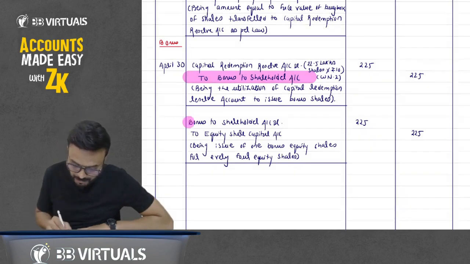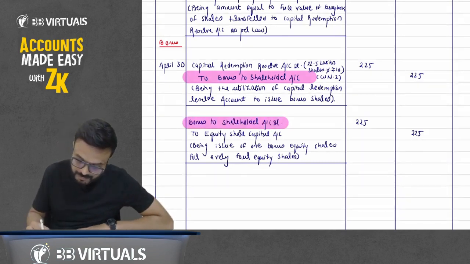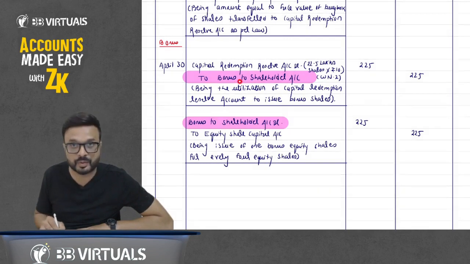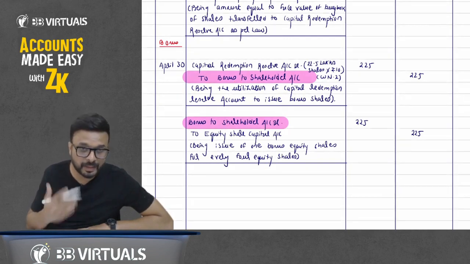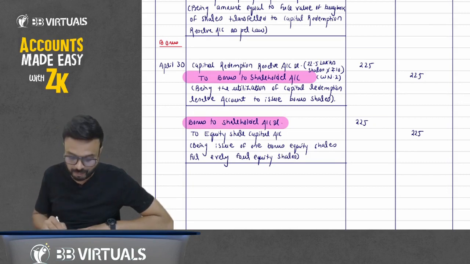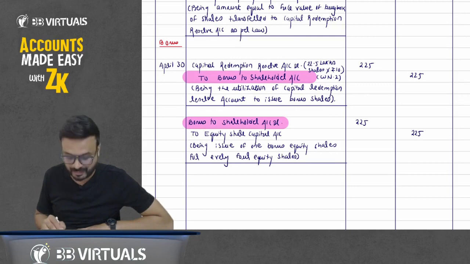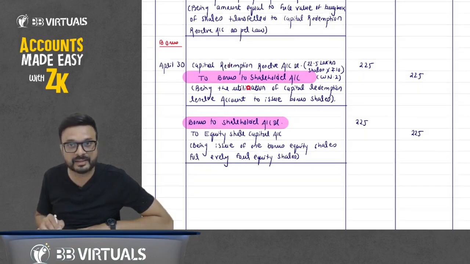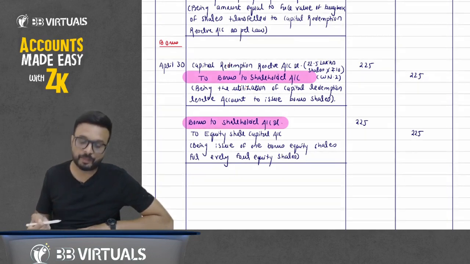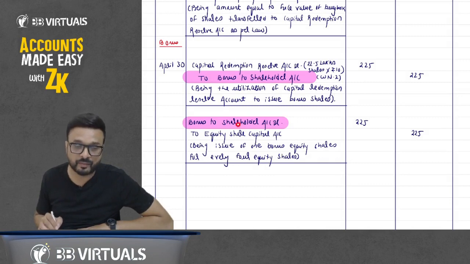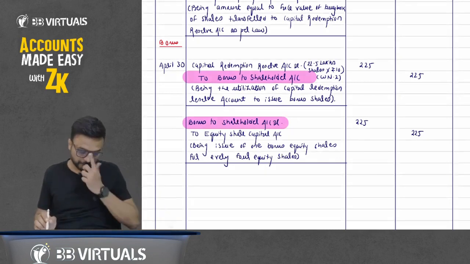First we are liable to pay the shareholders, so we credited the bonus to shareholder account. Now you have debited it, so you have cancelled it. So ultimately, what entry have you passed? You have passed reserve account debit to equity share capital. Yes or no? You have cancelled the bonus to shareholder. But first we have to pass the entry for the due, and then the actual allotment.